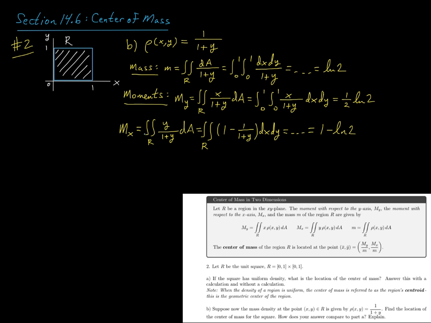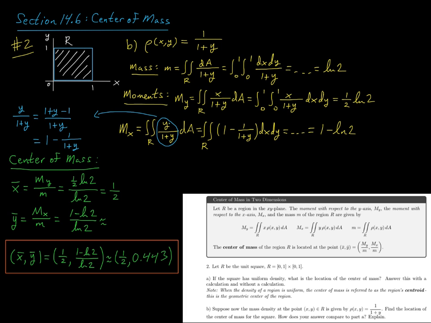For the x moment, you have to integrate y times your density, so that'd be y over 1 plus y. And now to integrate this, you want to rewrite it as 1 minus 1 over 1 plus y. You could rewrite that using long division, or maybe a bit more simply, you could just note that the numerator can be rewritten as 1 plus y minus 1. So in other words, add 1 and take away 1. Then splitting this into two fractions, you get 1 plus y over itself, that's 1, minus 1 over 1 plus y. Now you could split this integral up into two pieces.